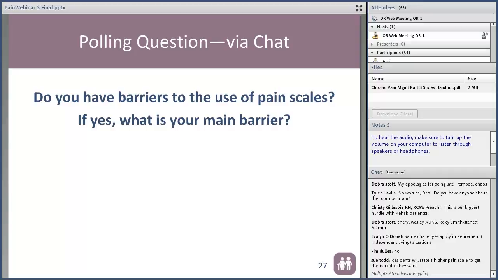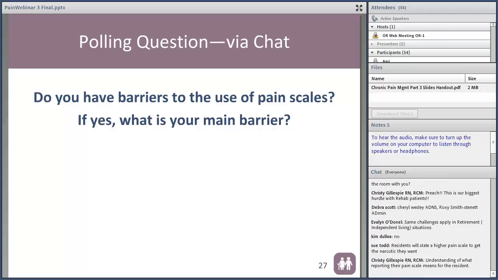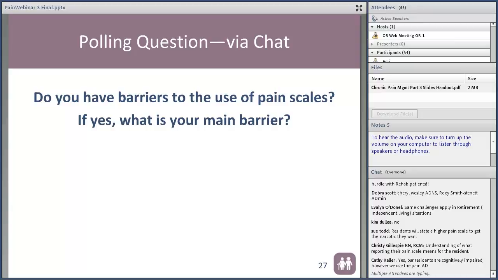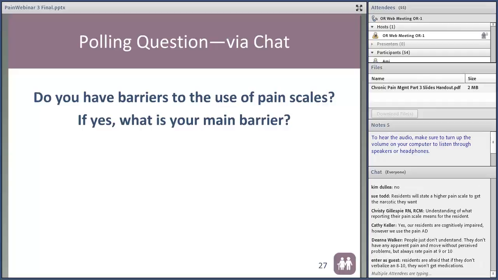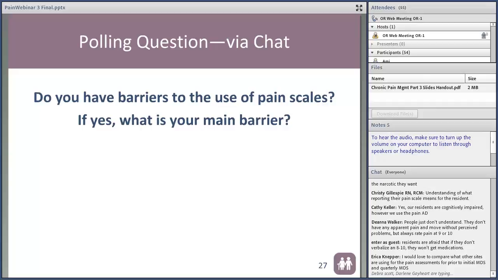Somebody says no. Sue Todd says, residents will state a higher pain scale to get the narcotic that they want. Yes. Understanding of what reporting their pain scale means for the resident. I assume that is a barrier. Okay, good. So that confirms, I think, what we've been sensing is you have a pain scale, you use it, but you understand that there's some residents that are not accurately answering the question, either because they misunderstand, they think you're going to take away all their pain medicine if they say they're doing okay, or some other misunderstanding about what the assessment really means.